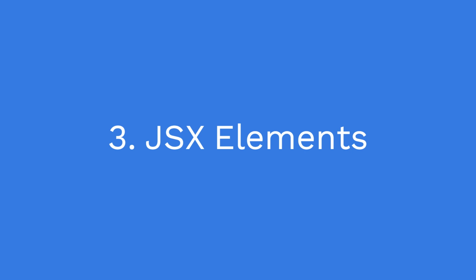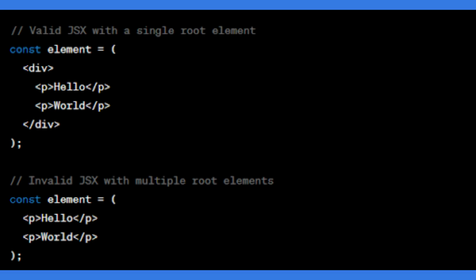3. JSX elements. JSX elements can represent HTML tags, for example div, p, or custom React components. JSX elements must have a single root element. You can't return multiple adjacent elements at the root level. Use a wrapping container if needed.